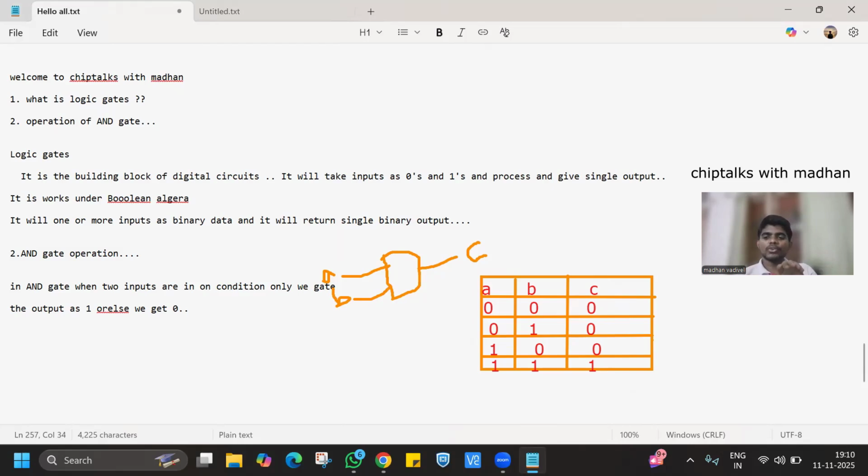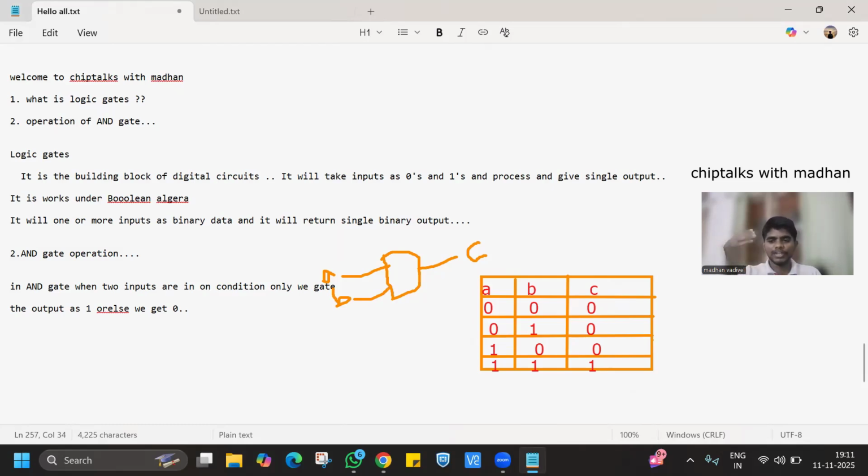Let us conclude this video. What is a logic gate? Logic gates are building blocks of digital circuits. They take inputs of zeros and ones, can take one or more inputs, and return only one single output, under Boolean algebra. If a question arises about logic gates, you can give that definition. And of the gates, we saw the AND gate operation: only when both conditions are in the on state do we get the output as 1, or else we get 0. This is the AND gate operation.